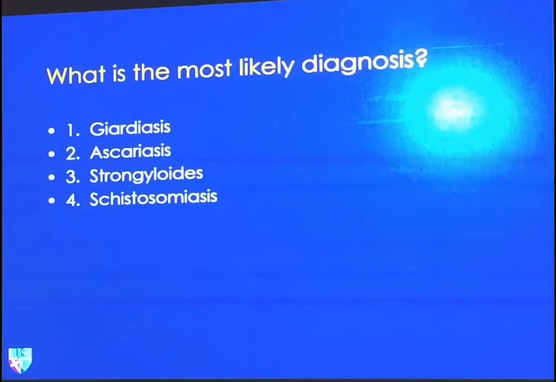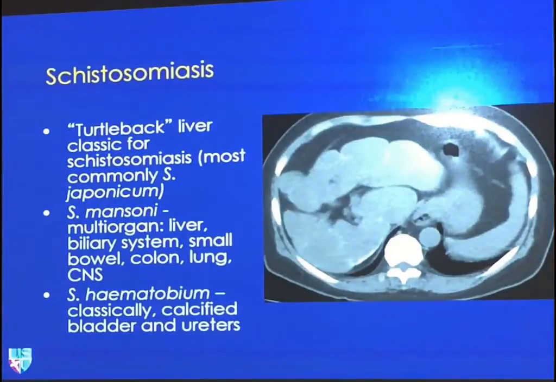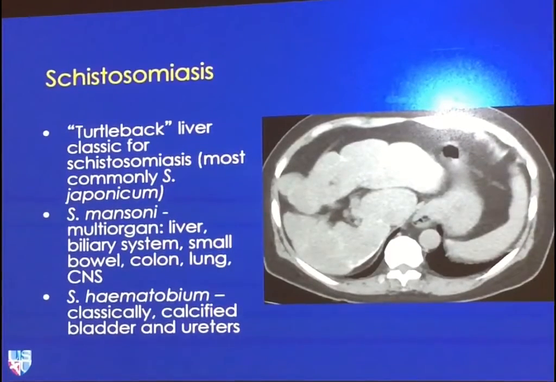So of these options, what do you think is the most likely diagnosis? All right. Perfect. All right, so you can have a classic finding that we call turtleback liver. I guess you can see why, the liver kind of looks like a turtleback. So this is supposed to be classic for schistosomiasis.